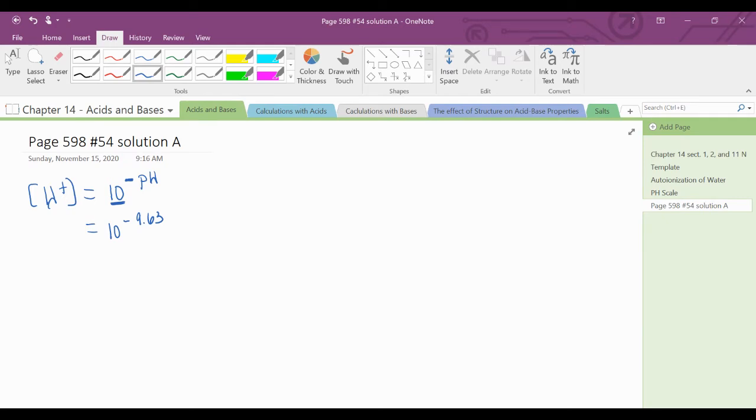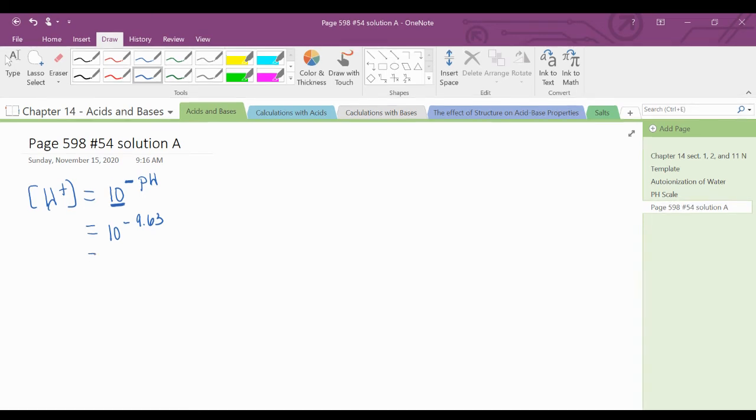And you can solve this a couple ways in your calculator. So you can use 10 and the caret with the negative 9.63, or the second function of your log would be 10 to the x. So you could hit that button and then negative 9.63. Okay, so if you want to pause the video and plug in your calculator and chug out an answer, when you're ready, just hit the play button.